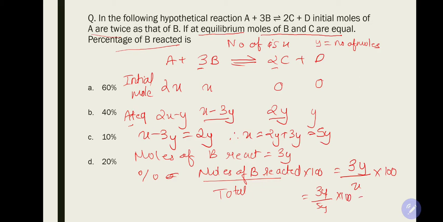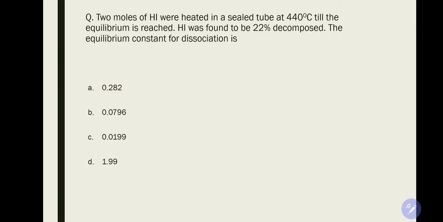Y gets cancelled, 5 into 20, so the value becomes 60%. So the answer is 60%. The percentage of B reacted is 60%. Got it? Okay, now let's move to the next problem.